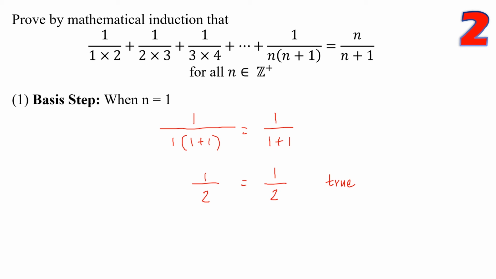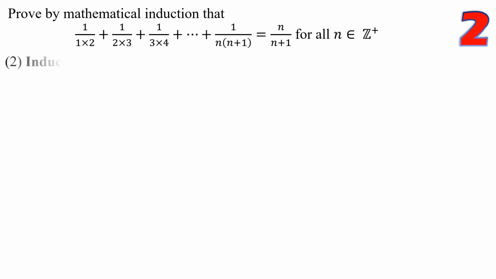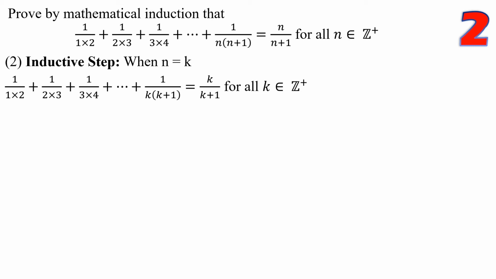That means we proceed to the second step, that is the inductive step. First, let us assume that the statement is true when n is equal to k. So we have 1 over 1 times 2 plus 1 over 2 times 3 plus 1 over 3 times 4 plus ... plus 1 over k times k plus 1 is equal to k over k plus 1 is true for all integer k greater than or equal to 1.